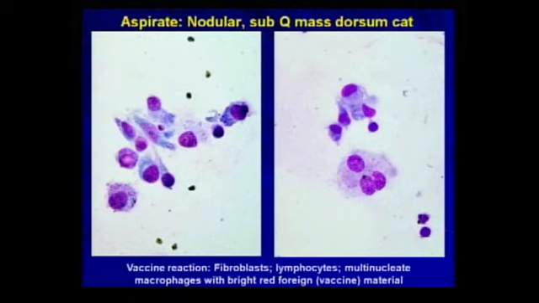Okay, this is a poor sample, but this is a vaccine-related sarcoma. The multinucleated cell is a macrophage, and the eosinophilic material within these cells is actually vaccine material. And you can see a neutrophil here, a couple of lymphocytes, and more spindle cells.